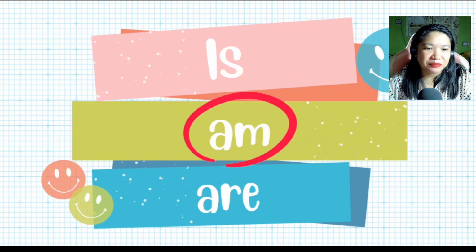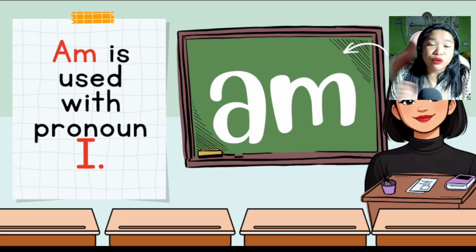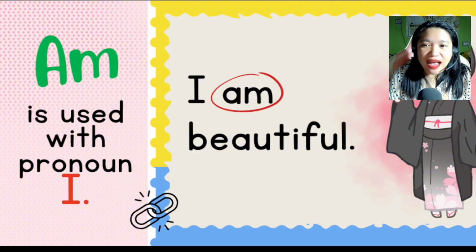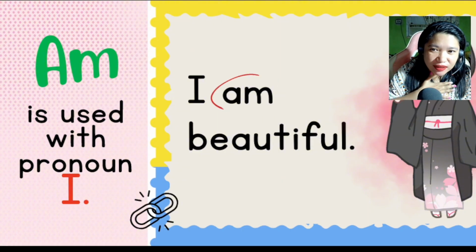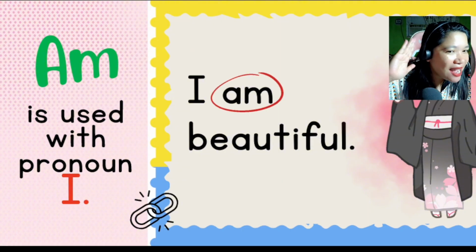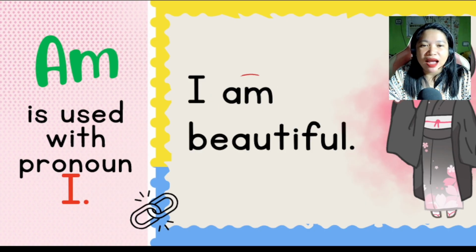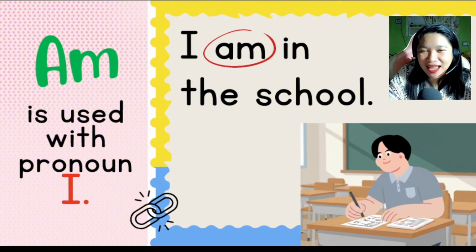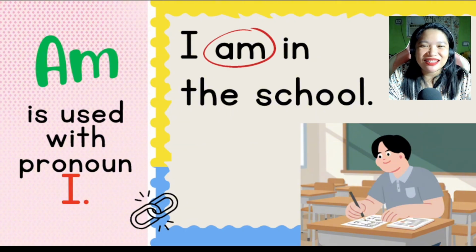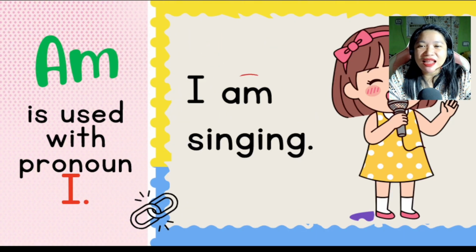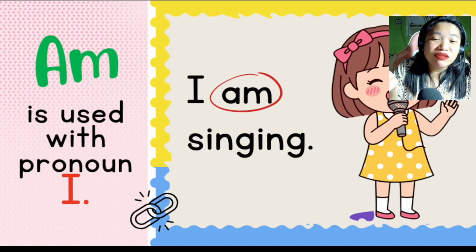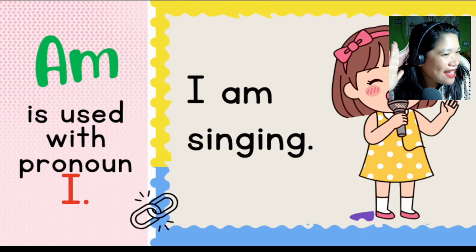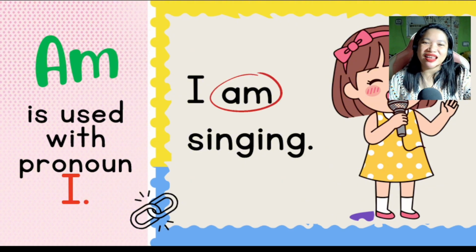Now, let's go to am. Again, am. We use am with pronoun I. Let's try these following sentences. I am beautiful. Yes, Angela? Let's read it again. I am beautiful. Very good. How about the next one, David? I am in the school. Correct. Let's have the next sentence. I am singing. Yes, Sophia? Excellent, Sophia.